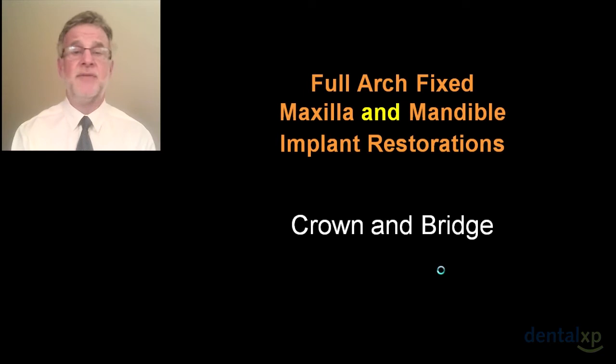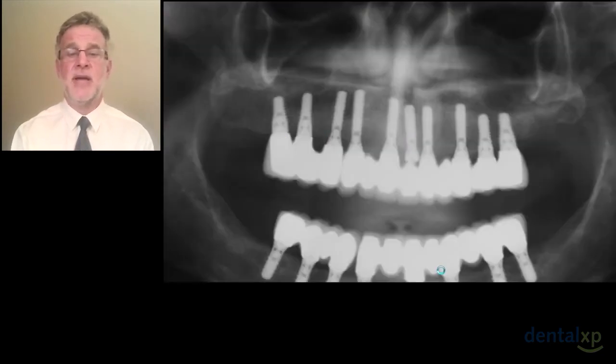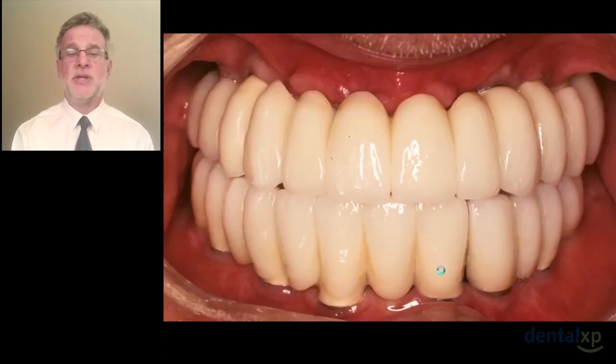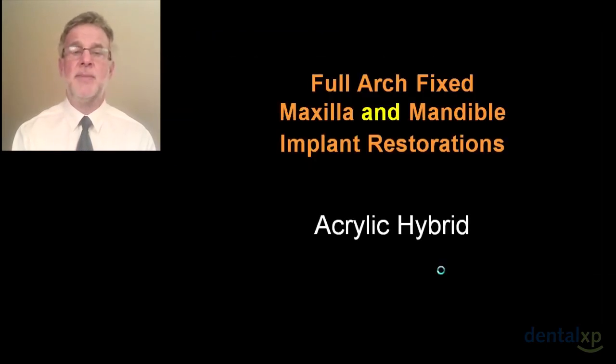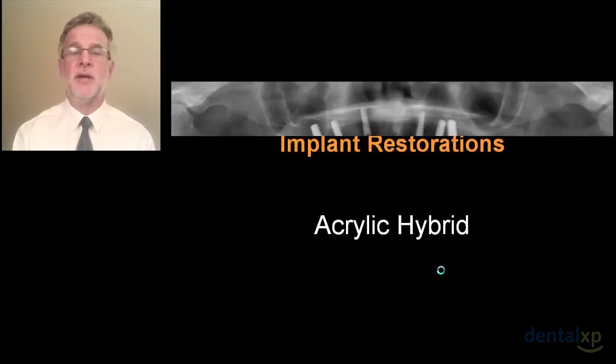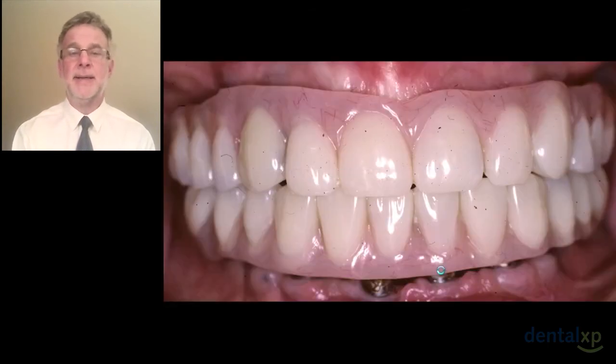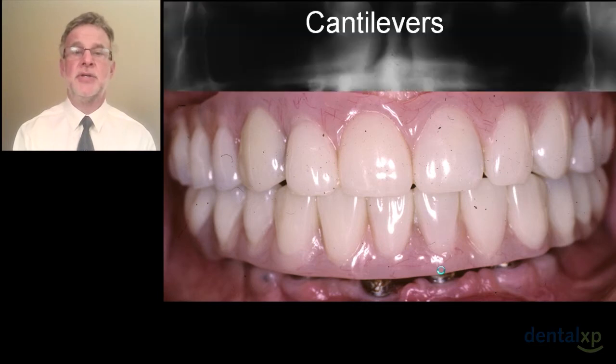Of course, we have cases where we do full arch fixed in the maxilla and the mandible, for example, a crown and bridge type of application. Again, same as we discussed before, this case has less severe resorption than some of the previous ones, but still the teeth are certainly longer than ideal. And same idea with both arches with the acrylic type restoration. Again, it can work, but there are challenges.